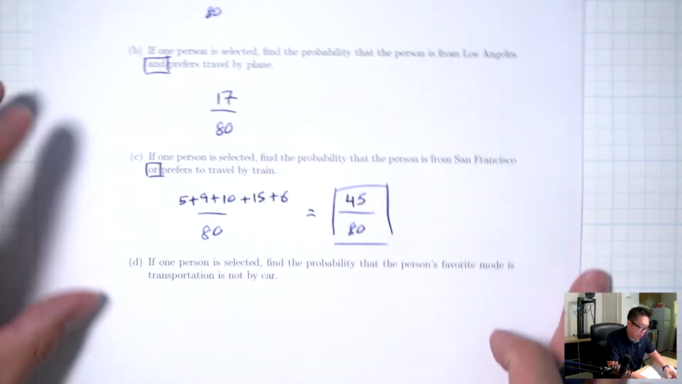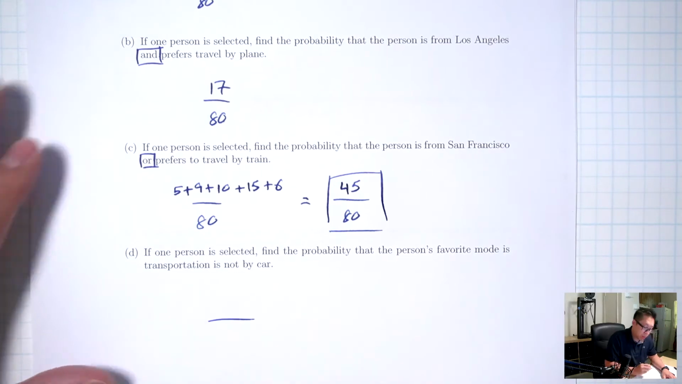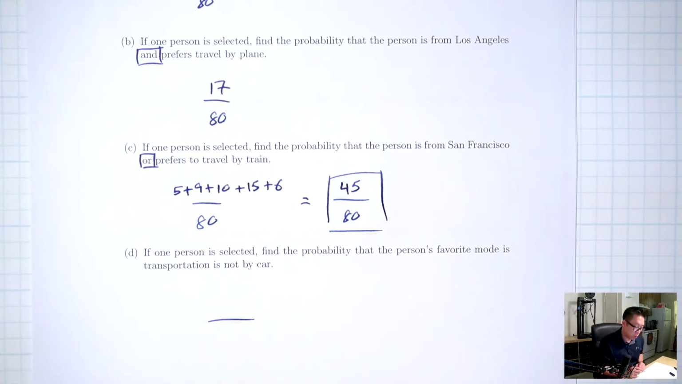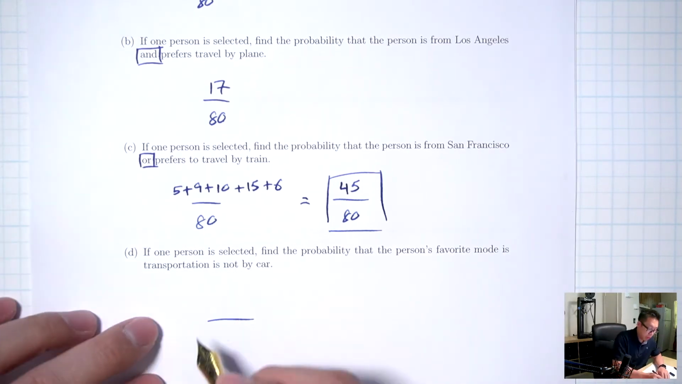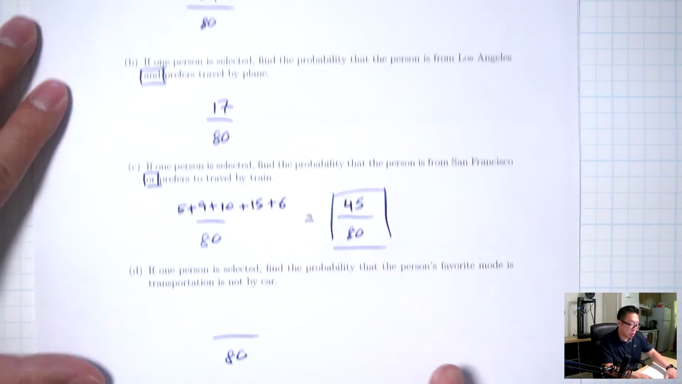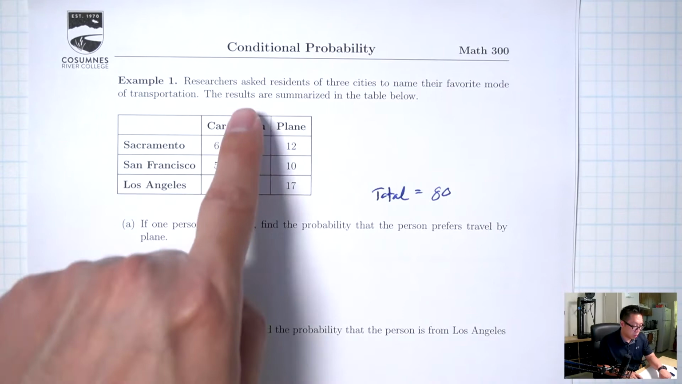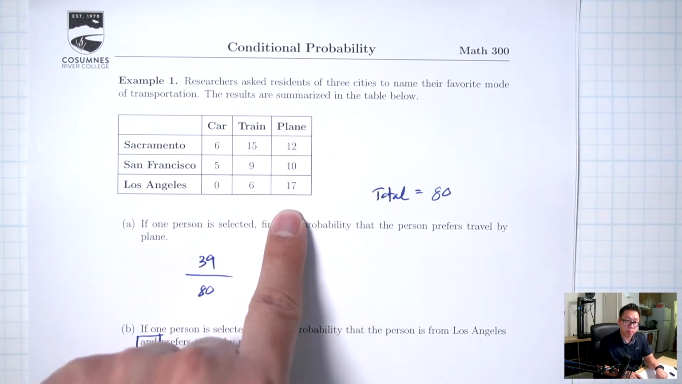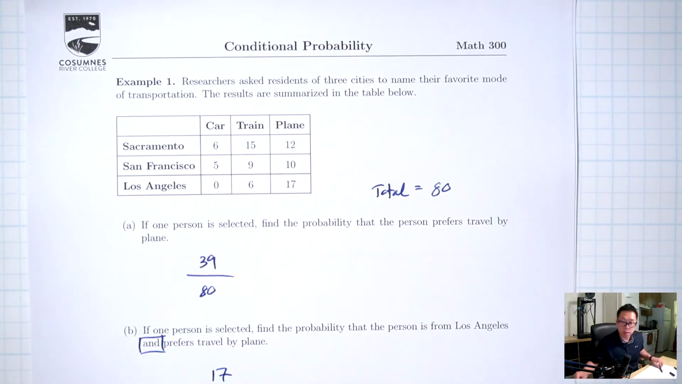Part D. If one person is selected, find a probability that the person's favorite mode of transportation is not car. Okay, bottom is going to be everybody, which is 80. Okay, not car. Not car would be all the trains and all the planes. So 15, 9, 6, and then 12, 10, 17. 69.